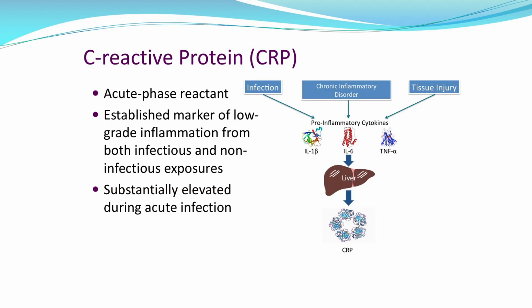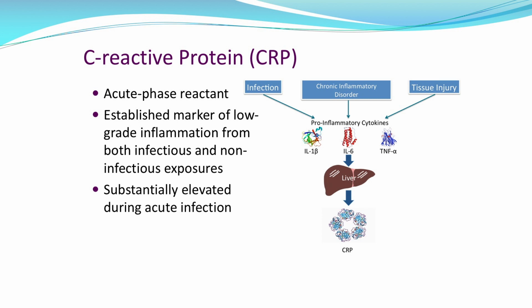So moving on to infection, we've been talking all day about the maternal immune activation model. Many of you are studying that, and that was clearly a big interest of mine from our earlier work. So to date we still can't measure cytokines in these samples, but we could look at C-reactive protein. CRP is an acute phase reactant. It's an established marker of low-grade inflammation from both infectious and non-infectious exposures, and it's substantially elevated during acute infection. And so it can be induced not only by infection, but also by chronic inflammation, tissue injury, and other factors, which then leads to the production of pro-inflammatory cytokines, which then act through the liver, which produces the C-reactive protein.